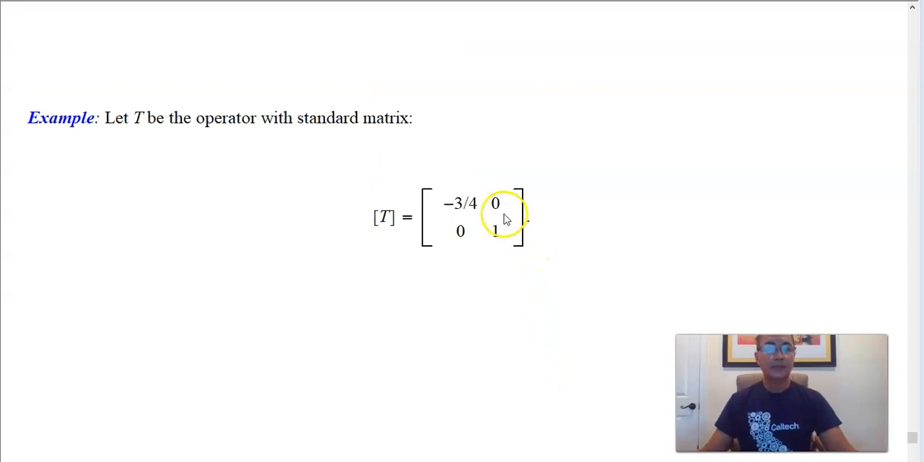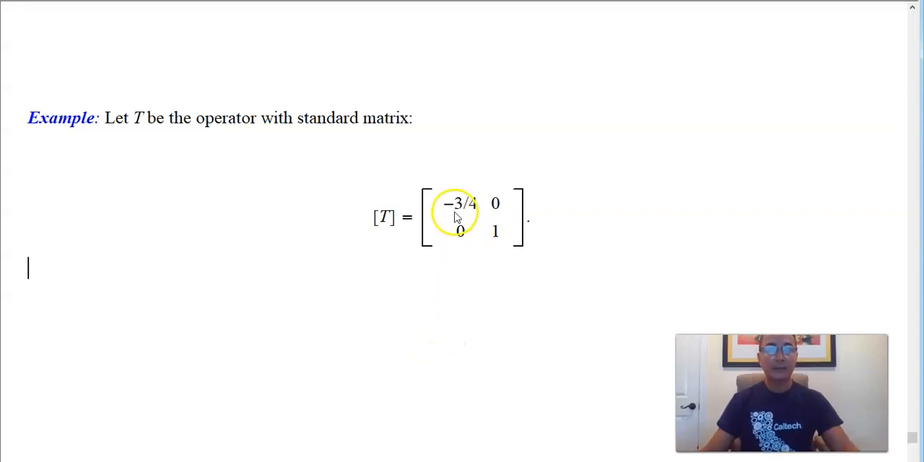So let's take a look at this one. Starting with identity, we multiplied row 1 by -3/4. Row 2, we don't do anything. If you do something, it's not elementary anymore. So what we're going to do is go to GeoGebra and see what happens to R2 because of this operator.